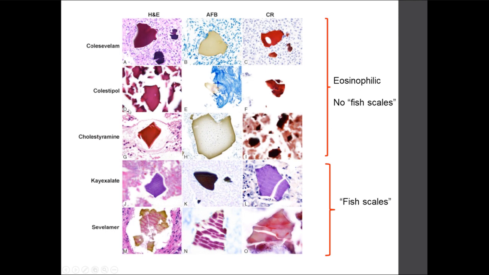So the first few actually have a very eosinophilic look, and they can be distinguished from each other many times, but no fish scales. While Kayexalate has a very purple hue and fish scales. Sevelamer is a two-tone resin with a magenta stain on AFB.